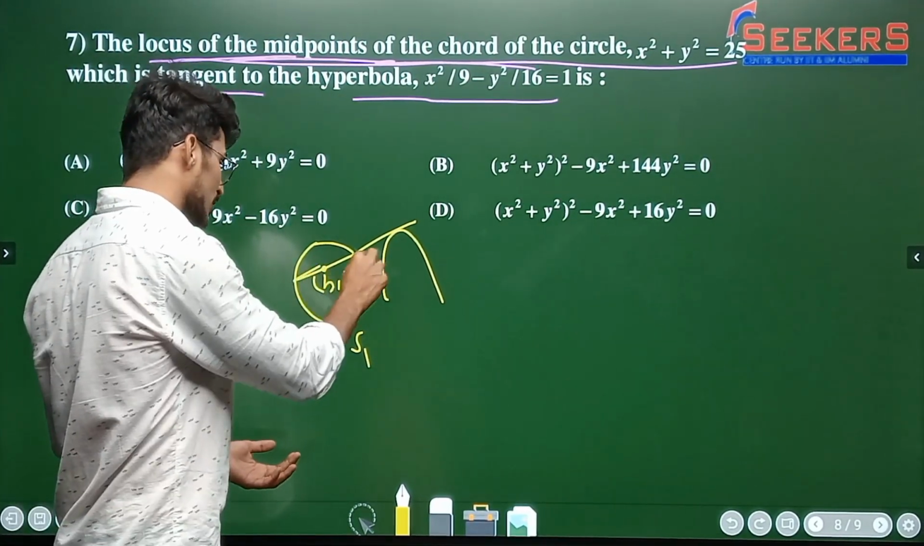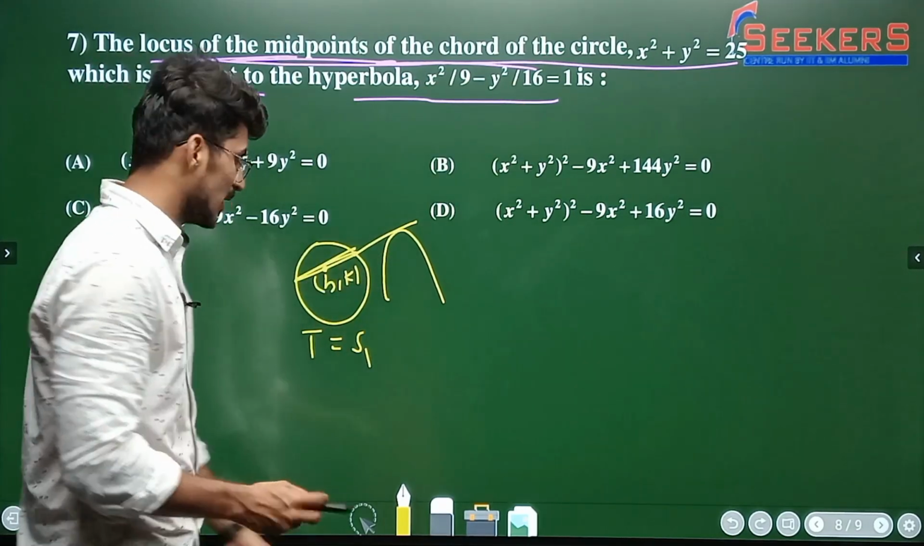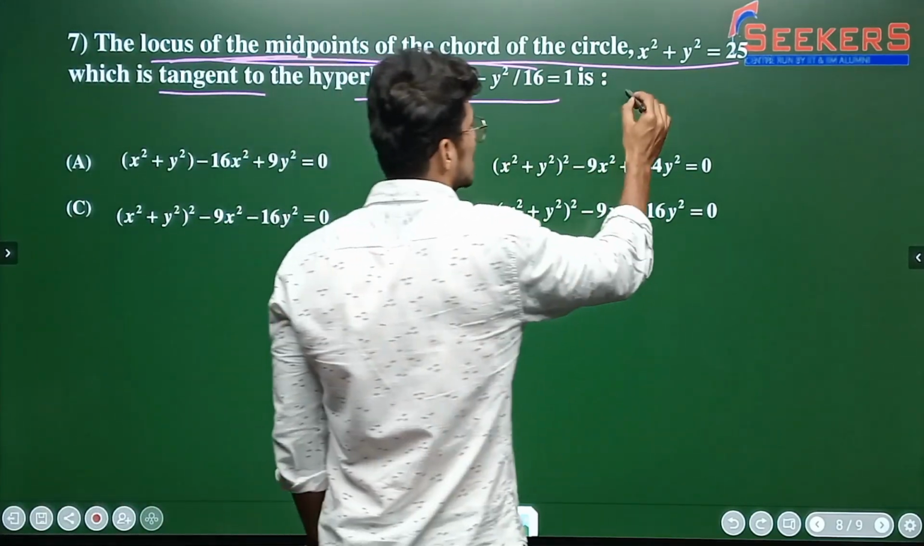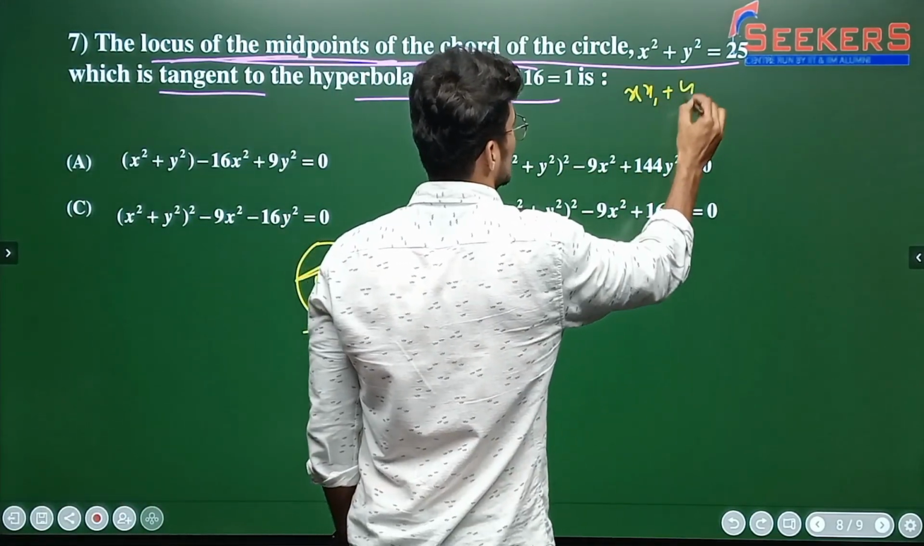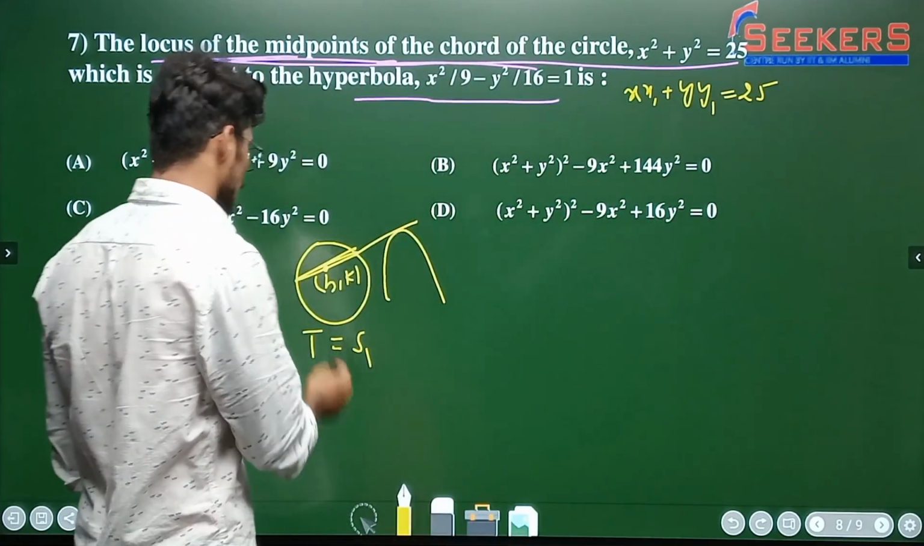So what you have to do here is use this formula. Tangent with respect to circle, S1 with respect to circle. Getting my point? So tangent T for this circle, x square plus y square is equal to 25, I'll just use the x1 replacement concept. What is x1, y1 here?